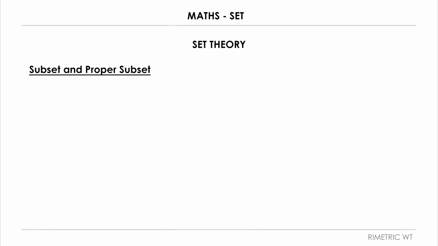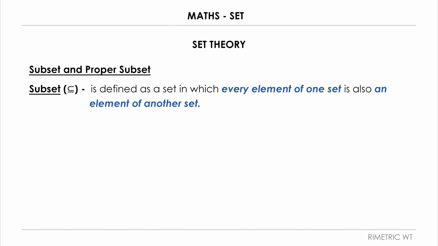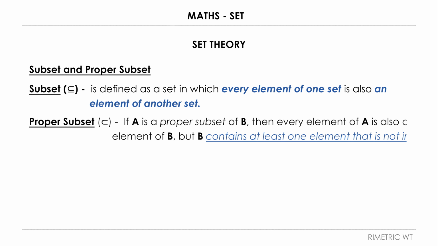Now let's discuss the concepts of subset and proper subset. A subset, denoted by subset or equal to, is defined as a set in which every element of one set is also an element of another set. A proper subset, denoted by strict subset, is slightly different. If A is a proper subset of B, then every element of A is also an element of B, but B contains at least one element that is not in A. In other words, A and B cannot be equal.